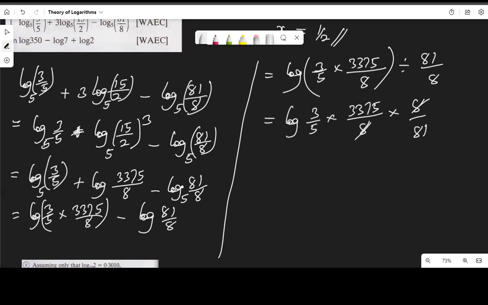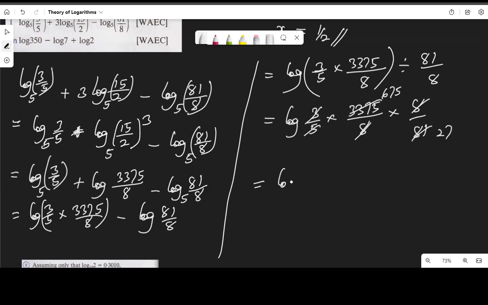3375 divided by 5 is 675. So 5 here, 1, 5 here, 675. Let's see what else can divide. 3 here, 1, 3 here, 27.